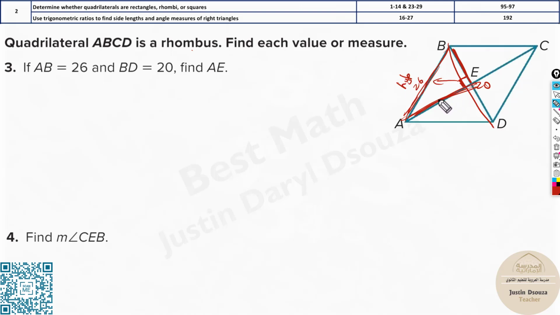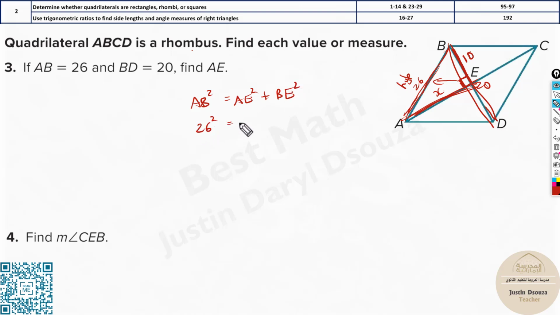And what else? Now we want to find AE, so I'll put X over there. But what about BE? We know the total length is 20, so half of that will be BE. Always it'll be cut into half, bisected, right? So we know 26, 10, and X. So we can use Pythagoras theorem. As long as this is 90 degrees, we can easily use it. So here from Pythagoras theorem, the hypotenuse, that is AB squared, will be equal to AE squared plus BE squared. Now let's substitute the values.